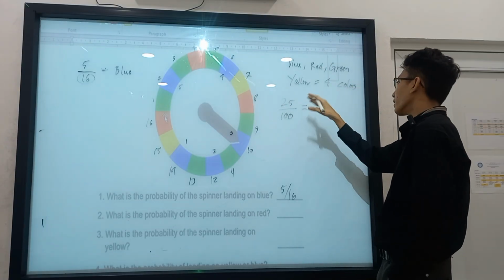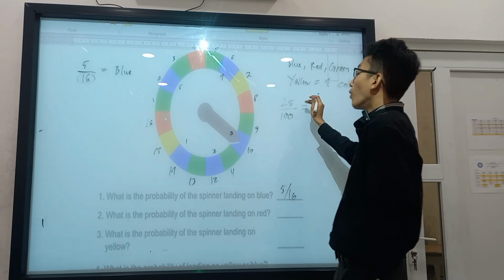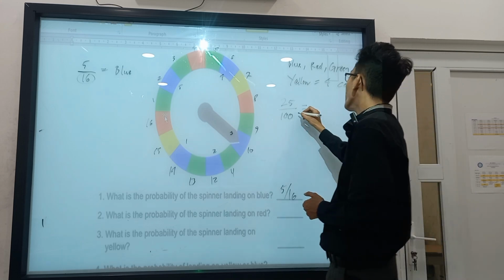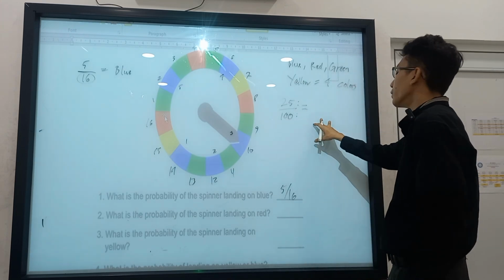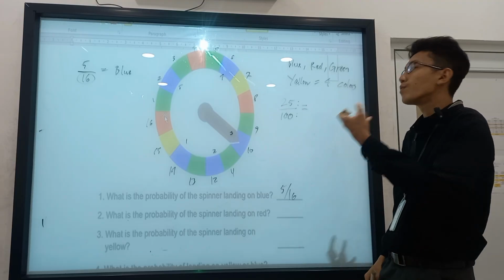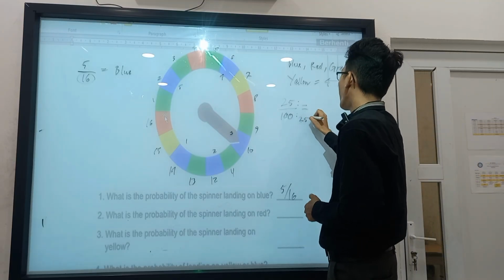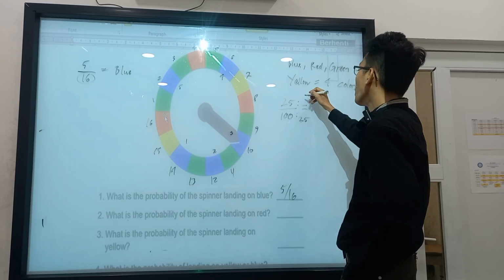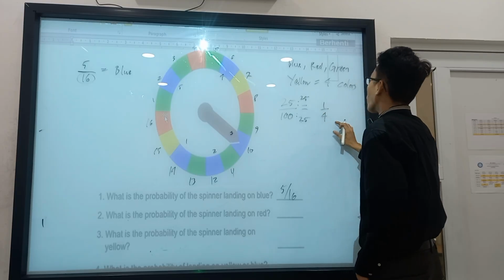We can simplify it. What do you do when you want to simplify? You divide by the same number. 100 can divide into what number? We can divide it into 25. If we divide the bottom one by 25, the top one is also 25. So it will be 1 out of 4.